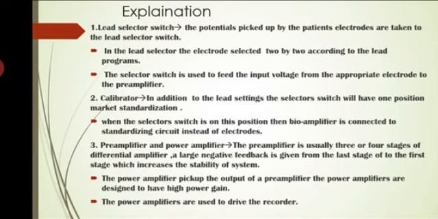Second, calibrator. In addition to the lead settings, the selector switch will have one position marked as standardization. When the selector switch is in this position, the bioamplifier is connected to a standardizing circuit instead of electrodes. So using this calibrator, they are standardizing or checking the working of the amplifier as well as the electrodes, means whether it's working properly or not. They are making the calibration of the circuit or electrodes.